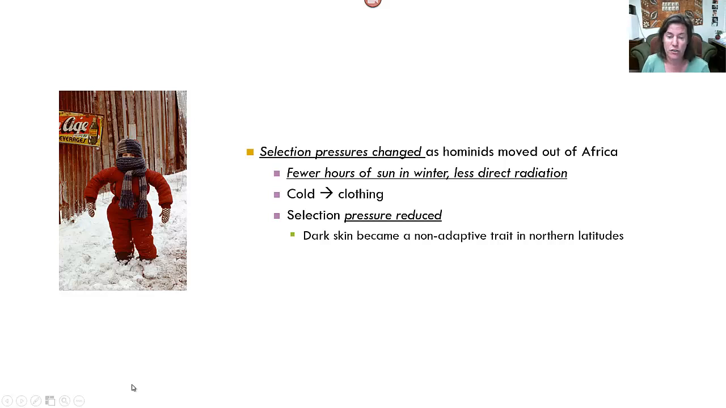These selection pressures probably changed, though, as hominids moved out of Africa. In particular, the populations that occupied northern latitudes encountered cold temperatures and cloudy skies. Winter meant fewer hours of sunlight and solar radiation that was less direct. Moreover, since physiological adaptations were not sufficient to meet the demands of living in colder climates, these populations had undoubtedly adopted cultural practices such as using fire and wearing animal skins.